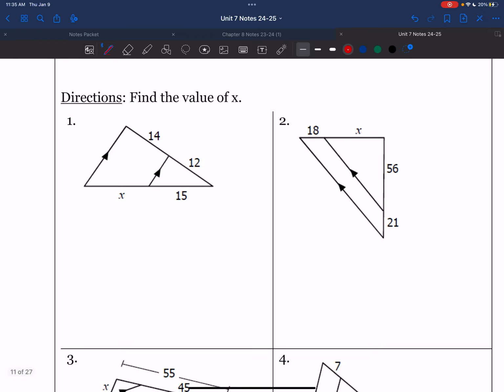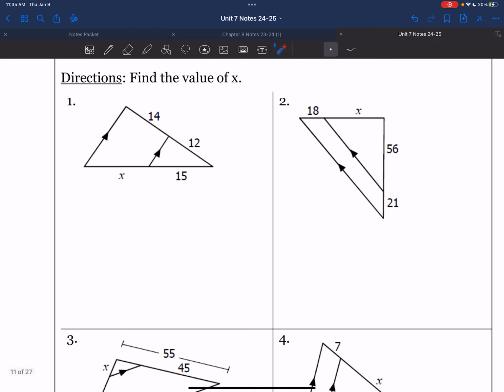So for example, we got this triangle right here. We know that this piece is 12, this piece is 14, this one's 15, this is X, and we know these two lines are parallel to each other because they've got those arrows on them. Then that means we can say 12 over 14 is equal to 15 over X.